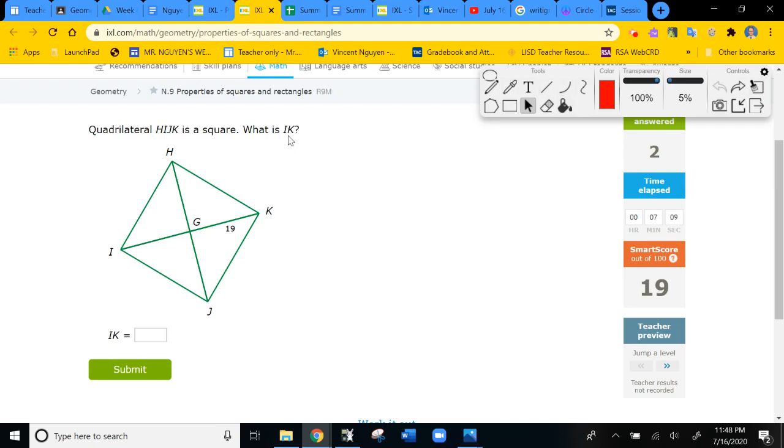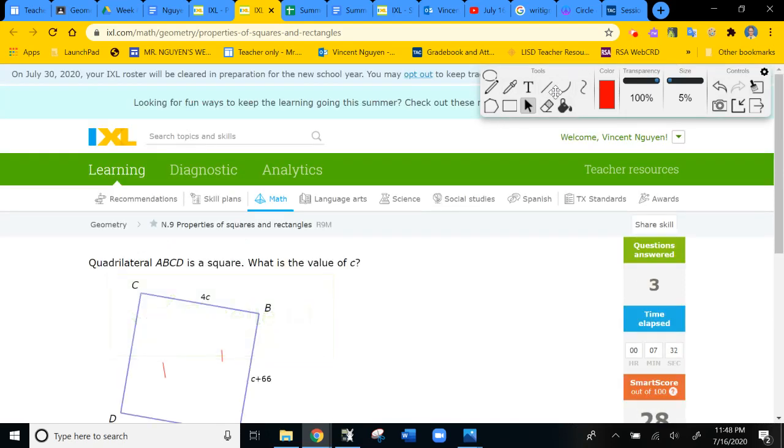This is a square. What is IK? IK is the whole thing. Oh, this is a repeat problem of what we just did a minute ago. So 19 and 19, not 18, 19 and 19, that makes 38, which is the whole segment. So I'm going to type in 38. If this repeats, I'm going to skip and jump levels, just to make the video a little bit shorter than I normally make them.